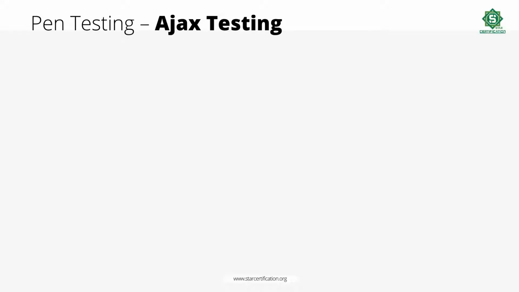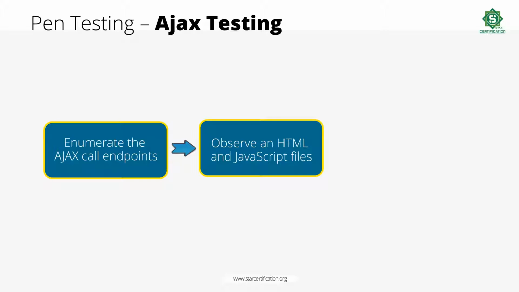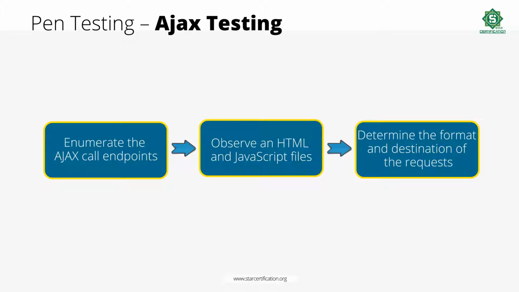AJAX testing. The steps involved in AJAX testing are: enumerate the AJAX call endpoints for the asynchronous calls using tools such as SPRAJAX, observing HTML and JavaScript files to find URLs of additional application surface exposure. Using proxies and sniffers, traffic generated by the user viewable pages and the background asynchronous traffic to the AJAX endpoints are observed to determine the format and destination of the requests.